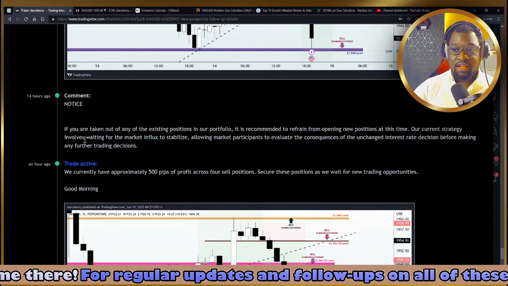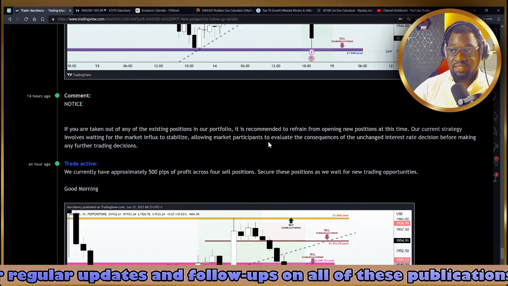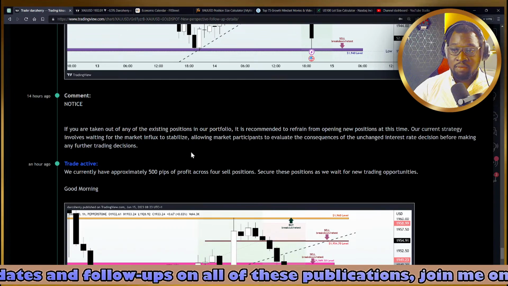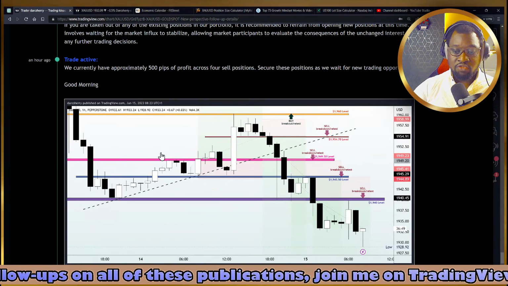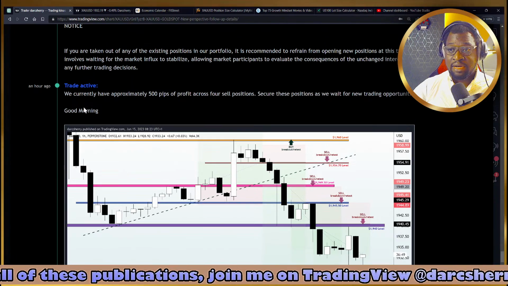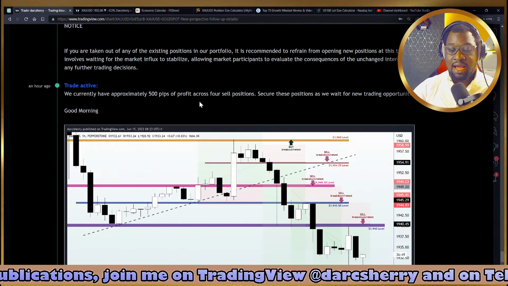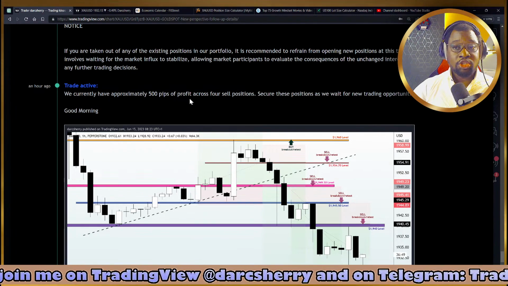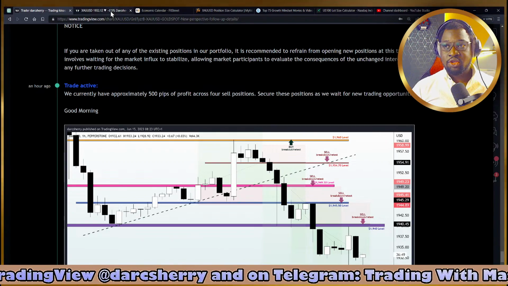Our current strategy involves waiting for the market influx to stabilize, allowing market participants to evaluate the consequences of the unchanged interest rate decision before making any further decision. So that is how we enjoyed this bearish move all the way to the downside here yesterday. And this morning I said we currently have approximately 500 pips in profit across 4 sell positions. Secure those positions as we wait for new trading opportunities. So this was what I said here this morning on the XAUUSD.